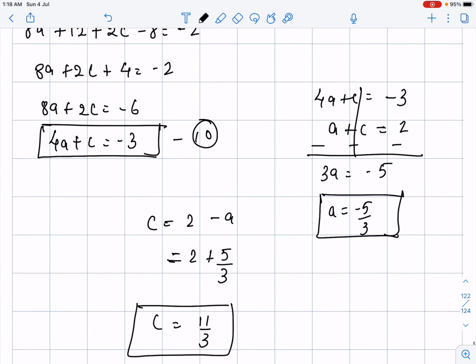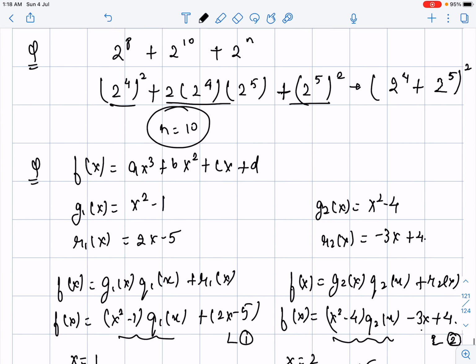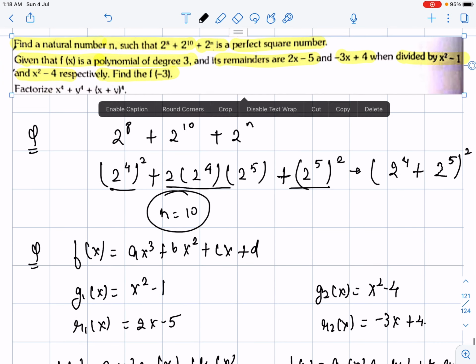Hope you guys would have understood it, would have enjoyed it. Now guys, let's solve the next one. Another question is written on the screen. Let's bring down the question statement.